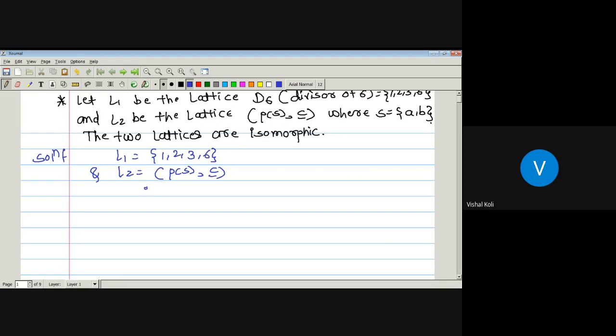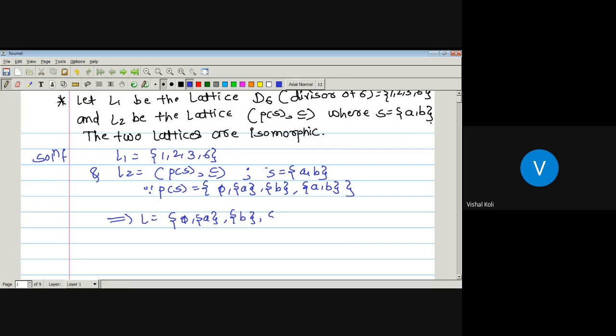What is the power set of S, where S is a set containing two elements A, B? It is phi, singleton A, singleton B, and the set AB. Which implies L2 is nothing but phi, singleton A, singleton B, and the doubleton AB.